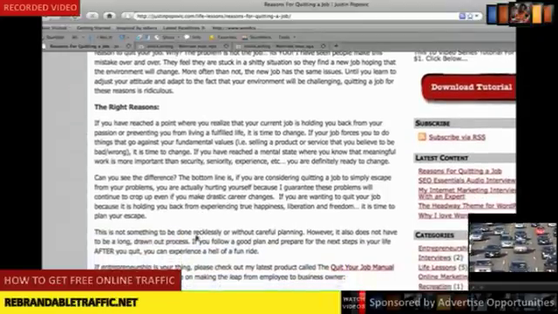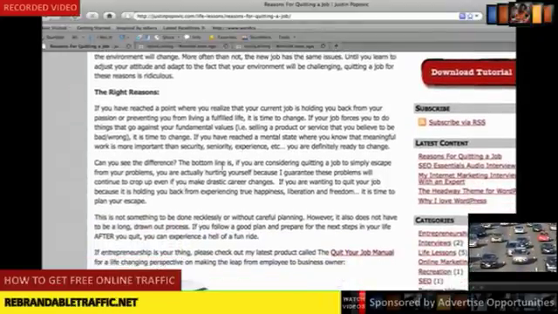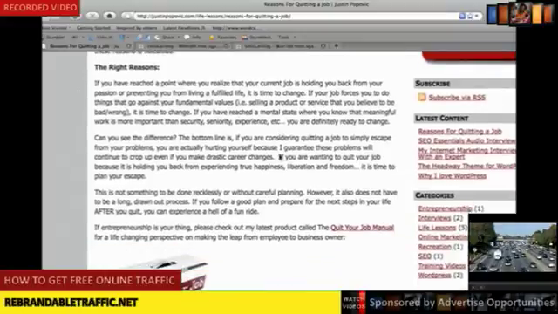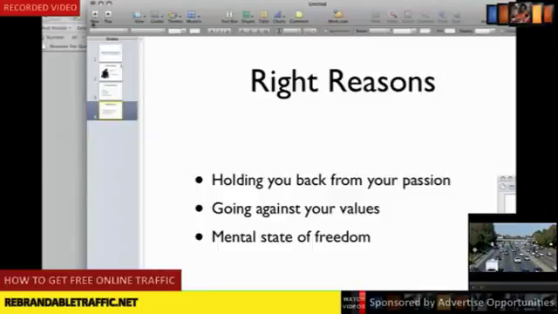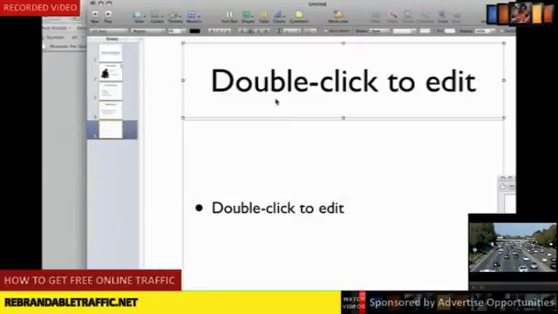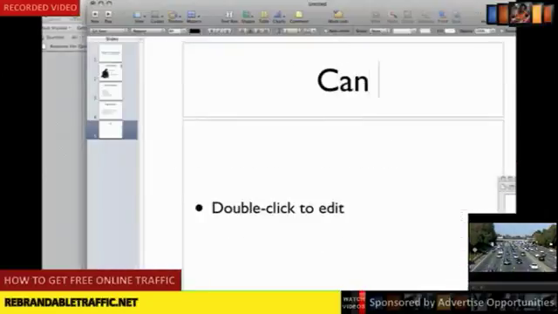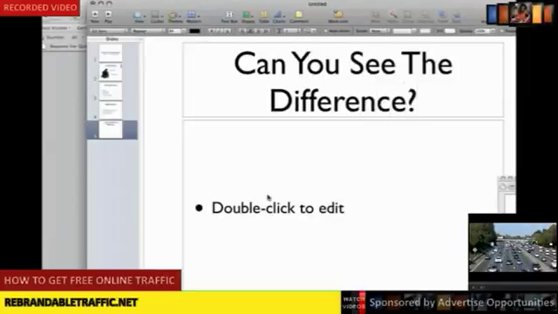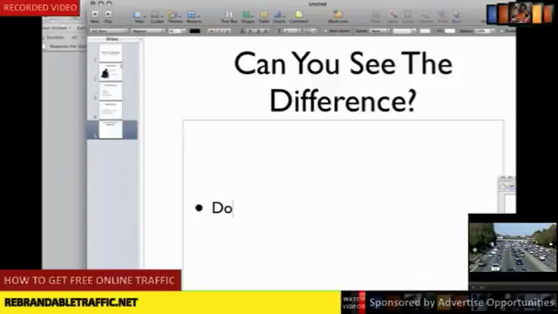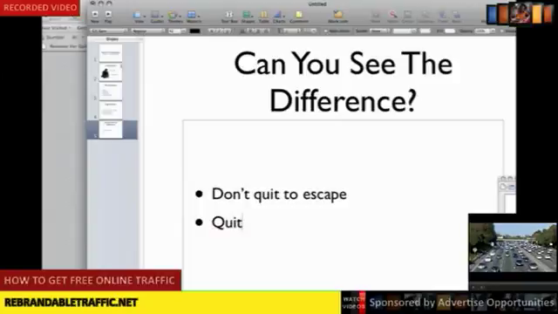And then my summary is basically, can you see the difference? Bottom line is if you're considering quitting your job simply to escape your problems, you're going to be hurting yourself. But if you're doing it to embrace possibility, then you're doing it for the right reasons. So I can make my final slide. Can you see the difference? Don't quit to escape. Quit to embrace possibility.